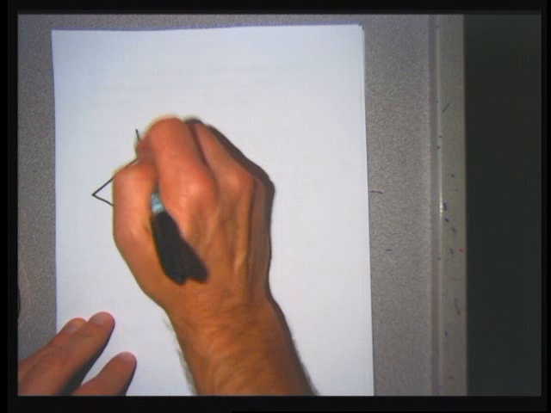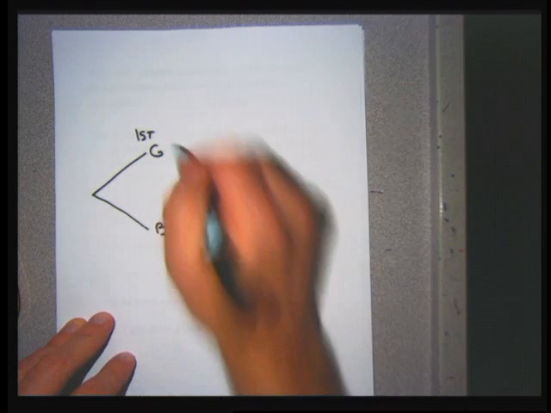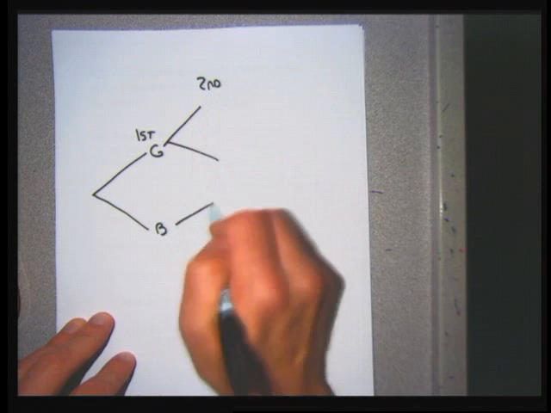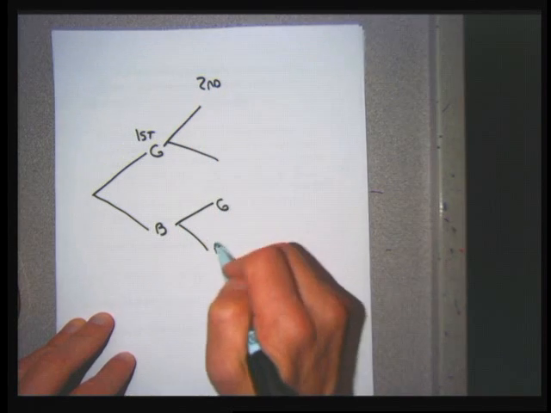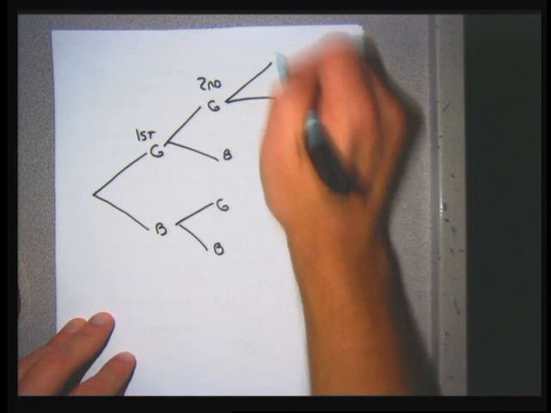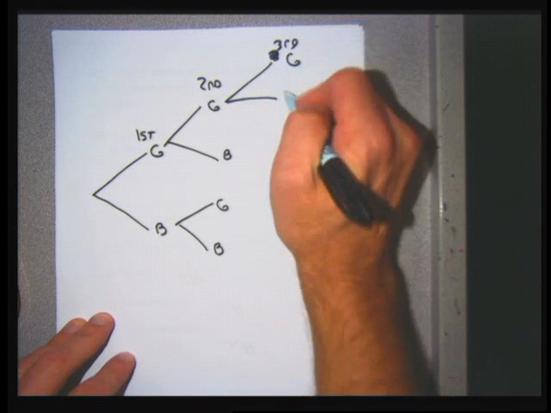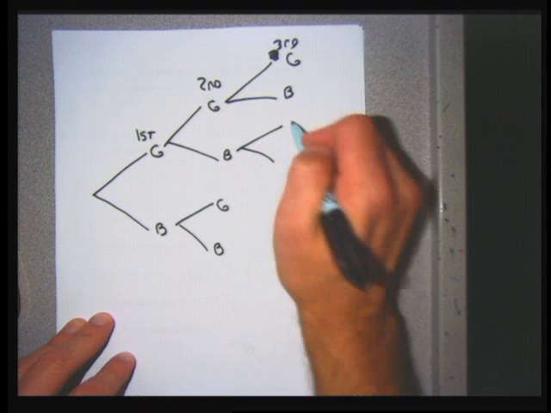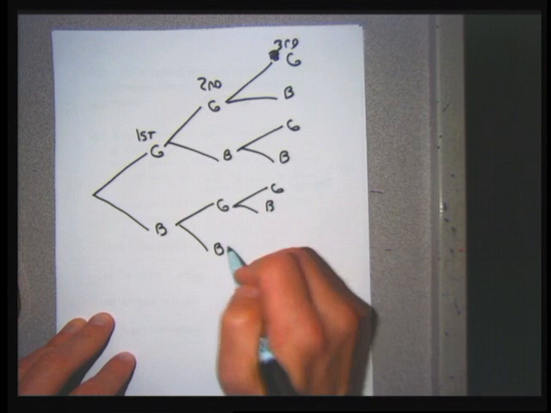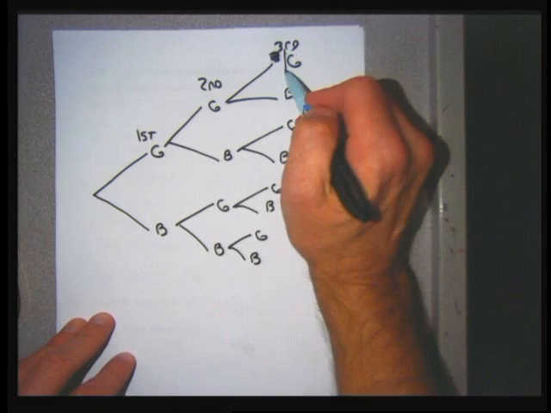And so I'm going to start off with my first child. And the first child can be a girl or it can be a boy. And then I'm going to make room for a second child, which can be a girl or a boy. And then a third child, which can be a girl or a boy. And now I need to get to each item in the far right hand column.